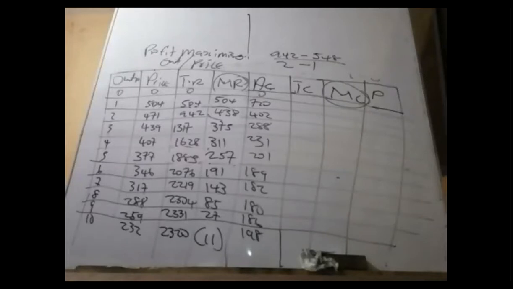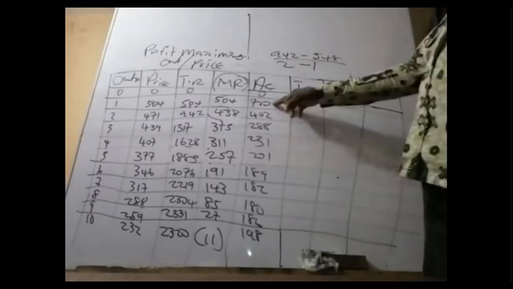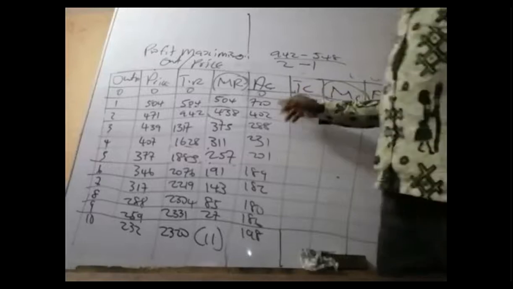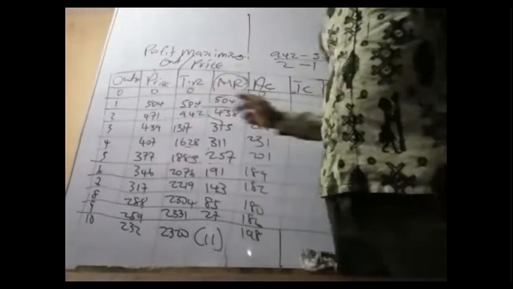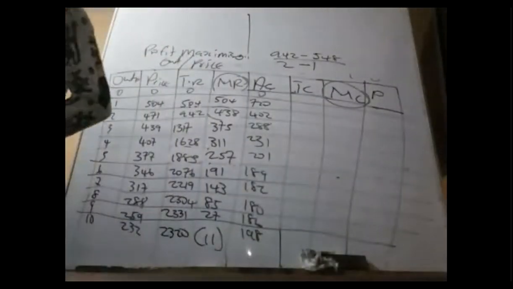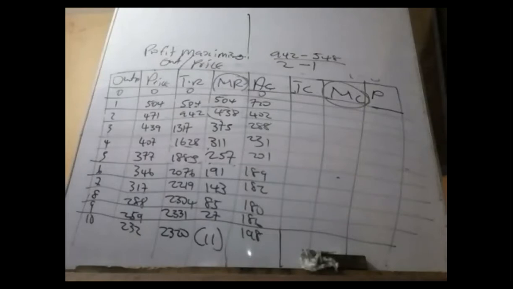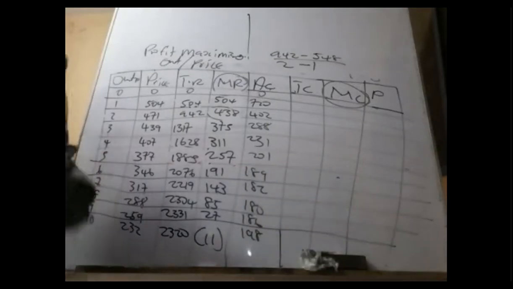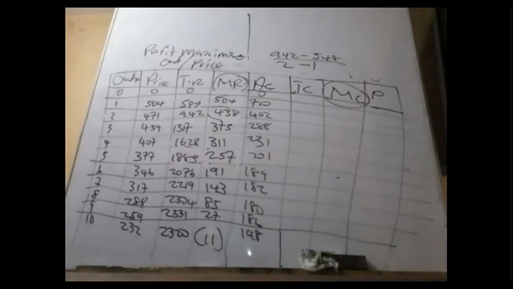What is the total cost? This is the average cost. So if you multiply the unit by the average cost, it should give you the total cost. Now let's confirm that the figures that I quoted are all correct too, because I didn't copy it.